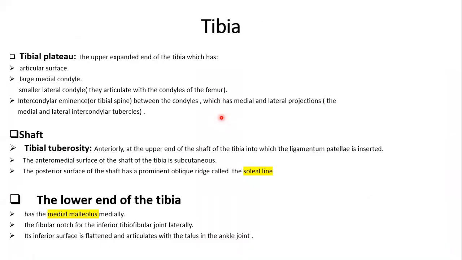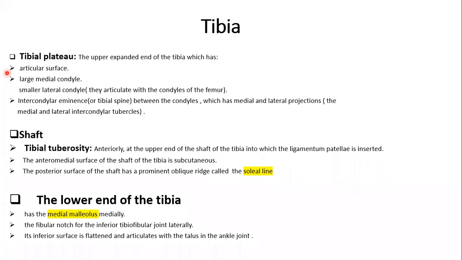Tibia. We have the tibial plateau, the upper expanded end, which has an articular surface, a large medial condyle and a smaller lateral condyle. They articulate with the condyles of the femur. The intercondylar eminence or tibial spine lies between the condyles, and has medial and lateral projections, the medial and lateral intercondylar tubercles. The shaft has the tibial tuberosity anteriorly at its upper end, into which the ligamentum patellae is inserted. The anteromedial surface of the shaft of the tibia is subcutaneous.